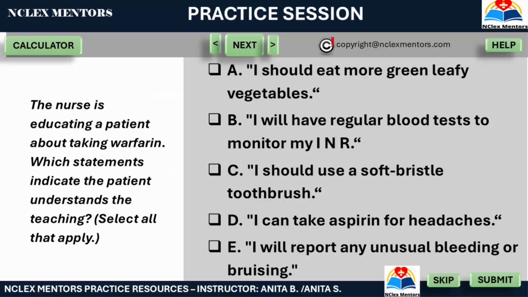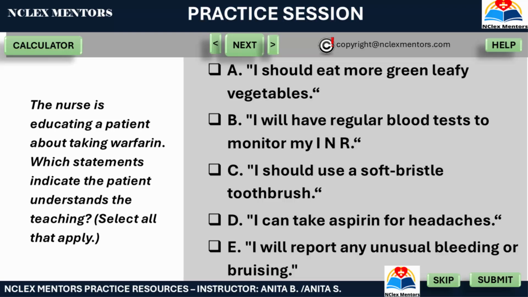These can be tricky, but remember, each option is either true or false, so evaluate them individually. The nurse is educating a patient about taking warfarin. Which statements indicate the patient understands the teaching? Select all that apply. The options given to you on the screen are A. I should eat more green leafy vegetables. B. I will have regular blood tests to monitor my INR. C. I should use a soft bristle toothbrush. D. I can take aspirin for headaches. E. I will report any unusual bleeding or bruising.